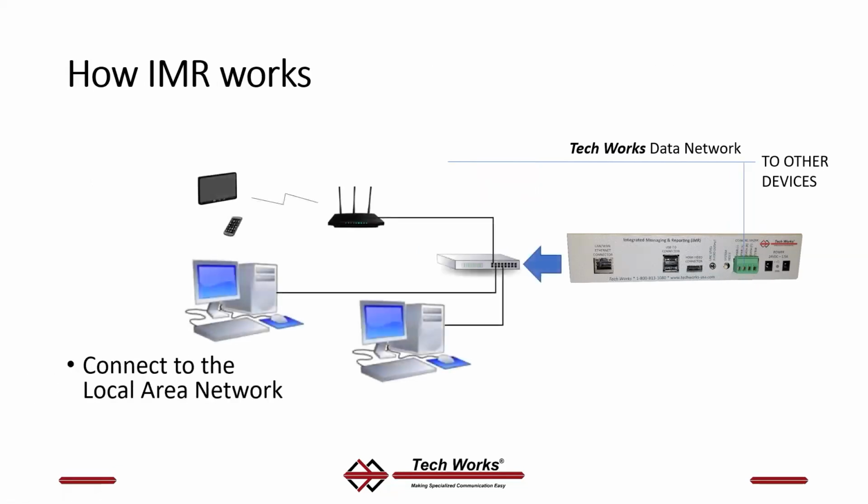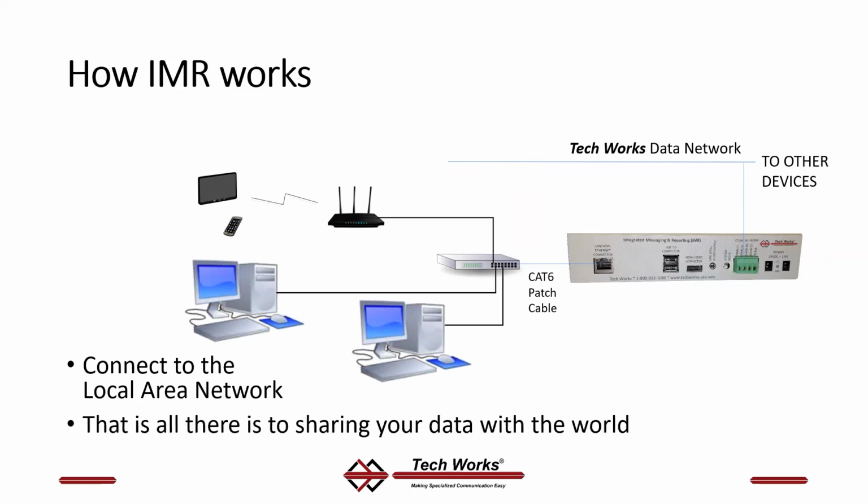That connection provides all of the information needed to go to the network. So the IMR is sitting here listening to the TechWorks product, logging all of the calls in a SQL Server database, and sharing that information with the rest of the world out this TCP/IP port. All you have to do here for connectivity is plug in a Cat6 patch cable. So the entire wiring of the system is two twisted pairs to the TechWorks network and a Cat6 patch cable to the LAN. That's all there is. That's it. It's that simple to share data with the world.